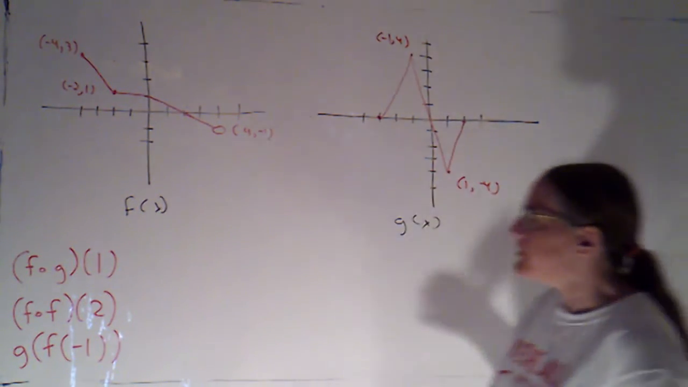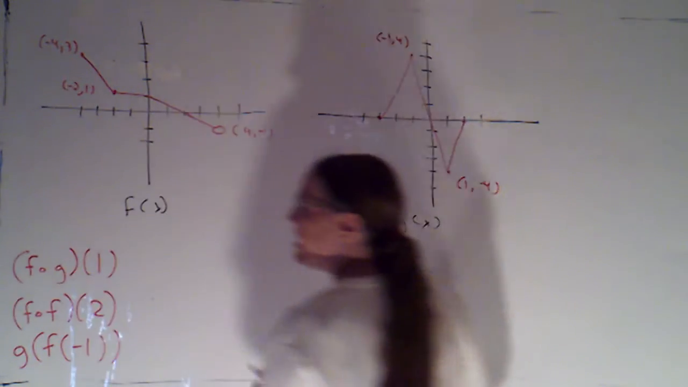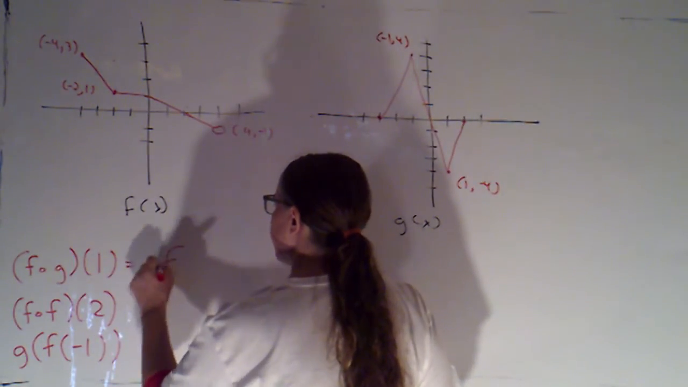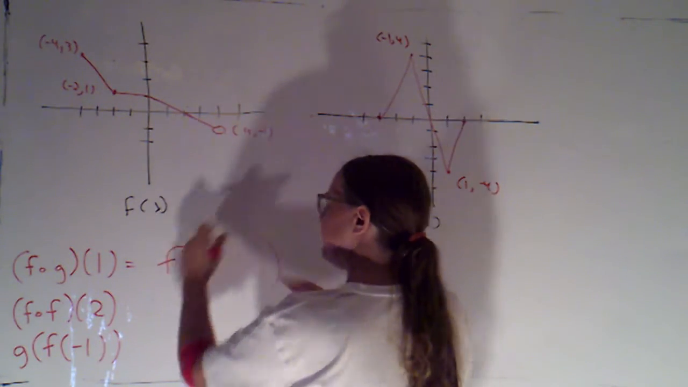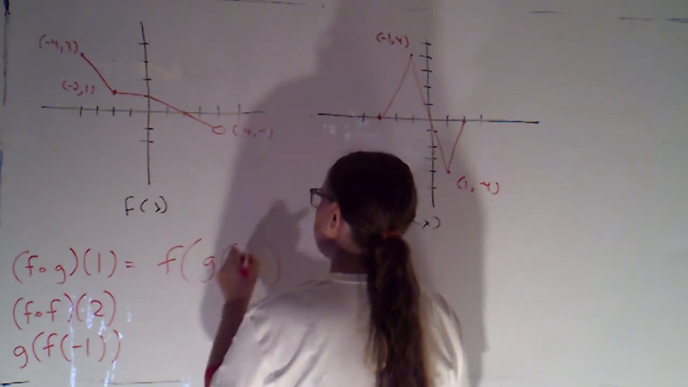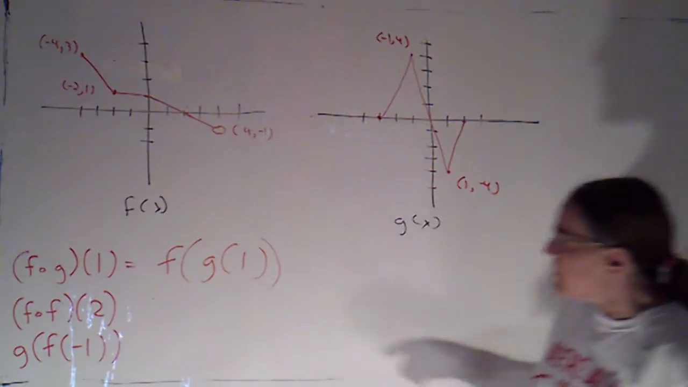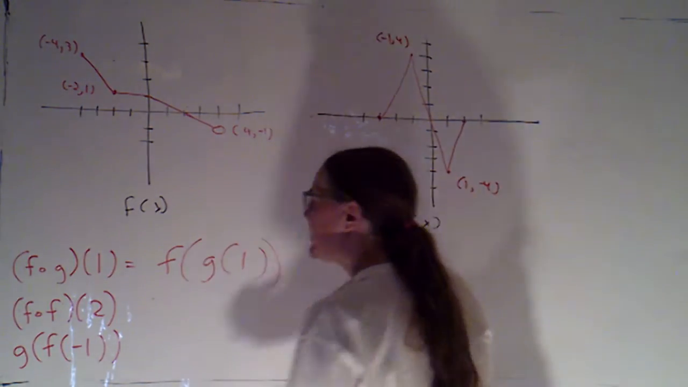Okay. So this first one, I'm saying f of g of 1. Again, that's not the particularly user-friendly notation. I prefer to write it as f of g of 1. Okay. So I start with the 1. I've got to plug that into g.